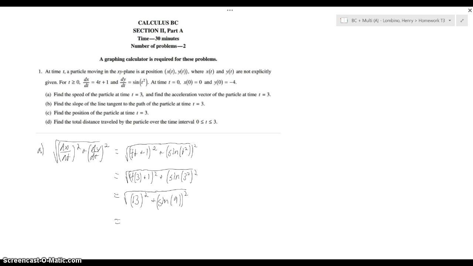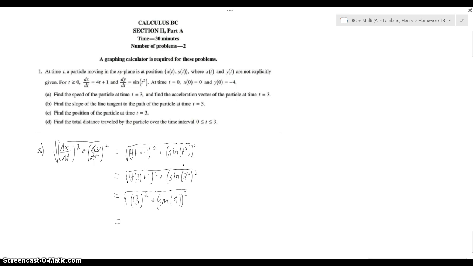Okay, so now you can see it. I basically have substituted in the equations that they give up here for dx/dt and dy/dt into our equation to solve for speed. I've then plugged in 3 for t, because it is asking for the speed of the particle at time t equals 3, and then eventually we will plug that nastiness into a calculator because this is in fact a calculator problem.